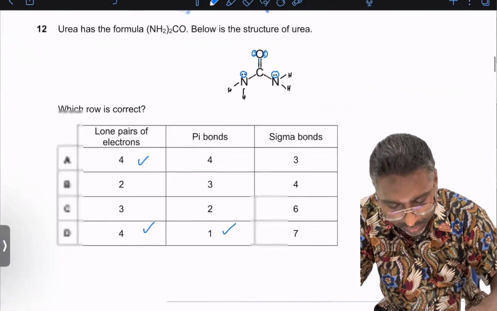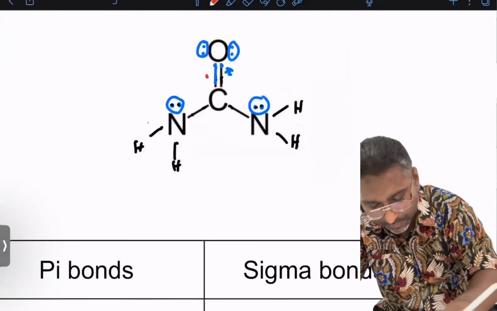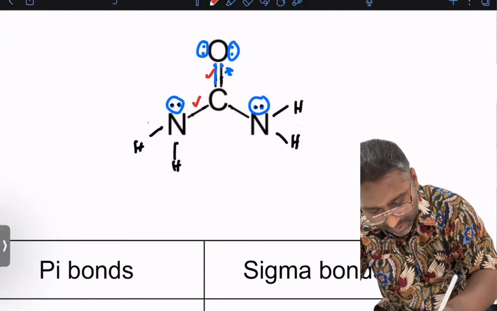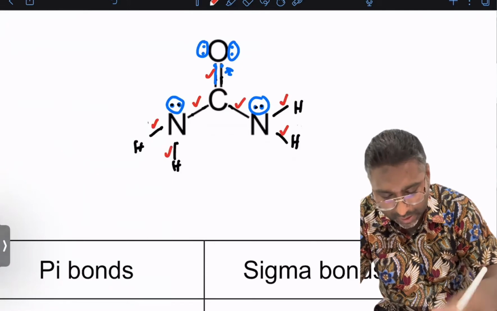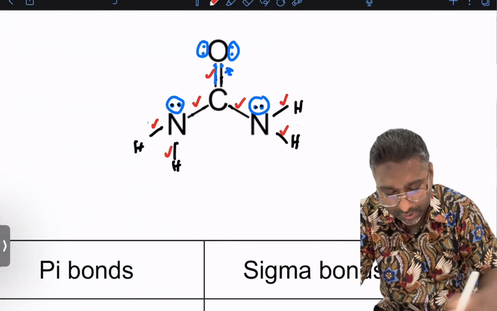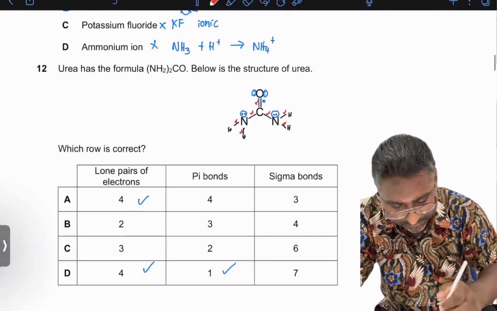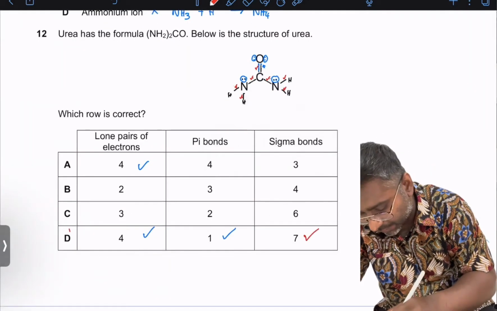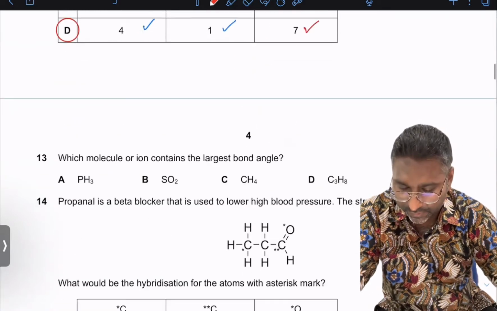Sigma bond, let's see how many sigma. So one of it is going to be sigma, so 1. So this is sigma, this is sigma, sigma, sigma, sigma, sigma. How many do you count? It's going to be total 1, 2, 3, 4, 5, 6, 7. Total 7. So the answer is going to be D. Okay, so let's move on.